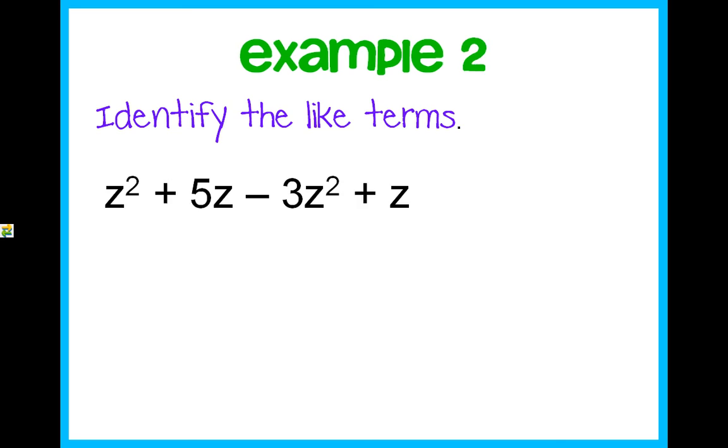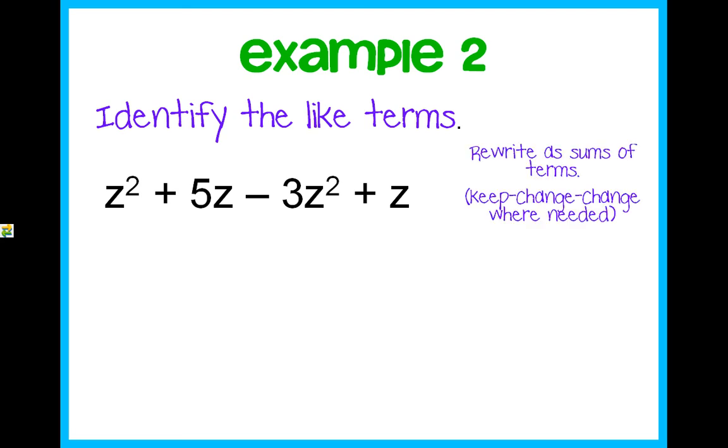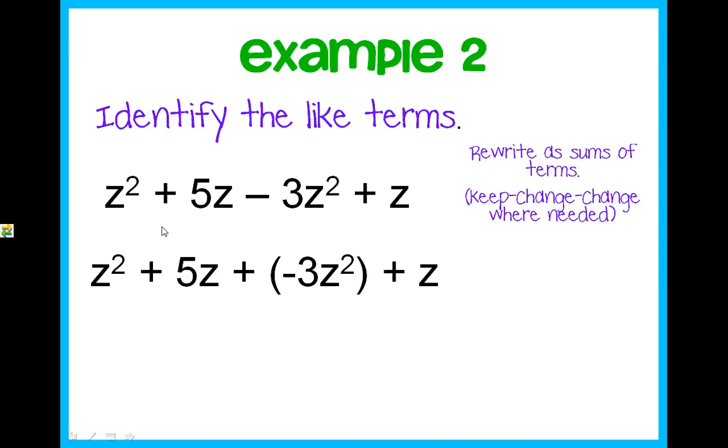Let's look at another example where we're going to identify the like terms. First thing we have to do is rewrite as sums of terms. We're going to change everything that we need. So if you look here, the only thing we had to change was this minus, but this minus 3z squared becomes a plus a negative 3z squared. If you look here, this is z squared. We also have another z squared in our problem, and that's a negative 3z squared. Same variable, same exponent. Those two are like terms.